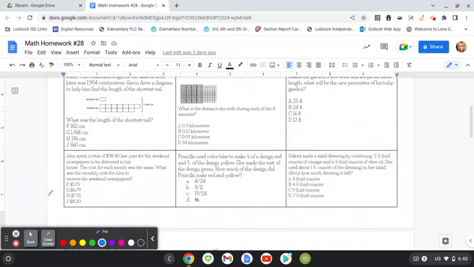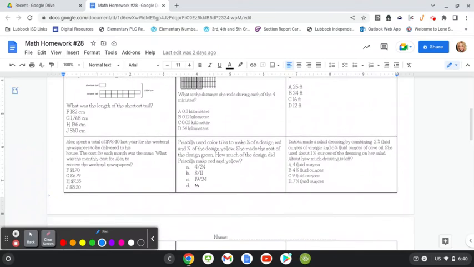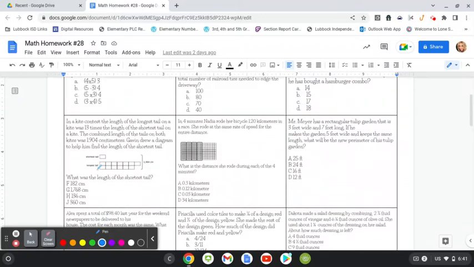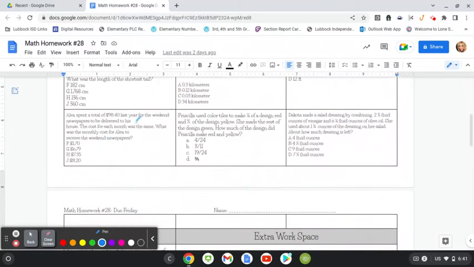Okay? Next, Alex spent a total of $98.40 last year for the weekend newspapers to be delivered to his house. The cost for each month was the same. What was the monthly cost for Alex to receive the weekend newspapers? And I can see here, something happened to my formatting. It must have been when my symbols got deleted because this is all kind of messed up right here.